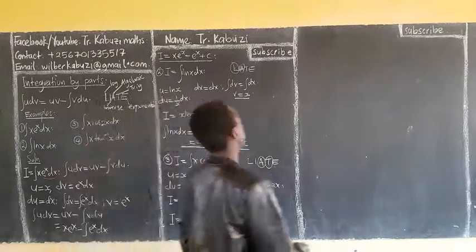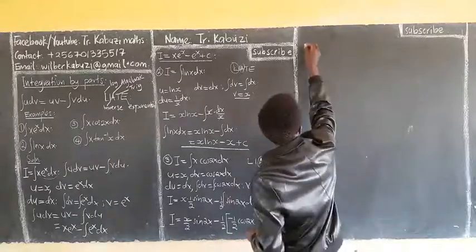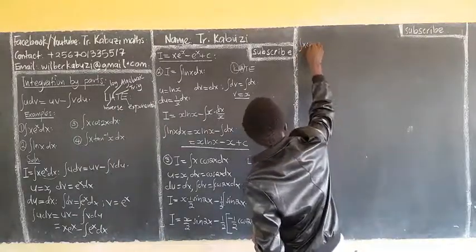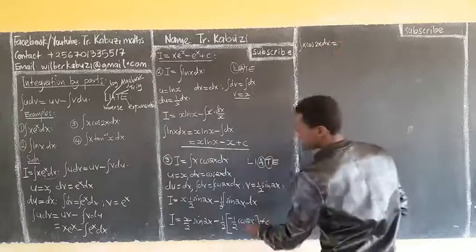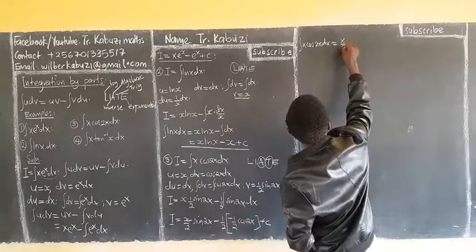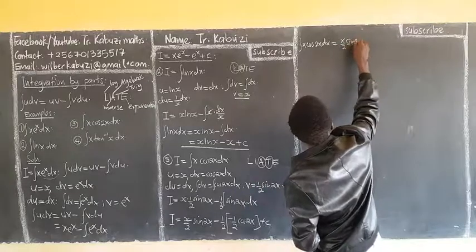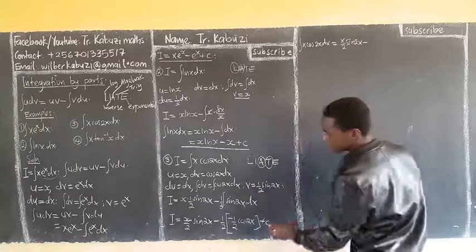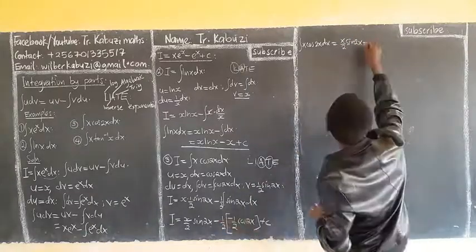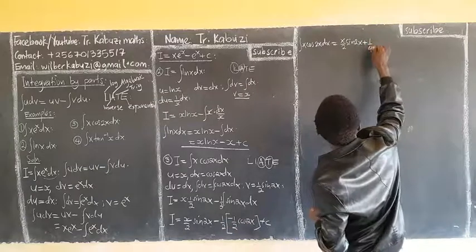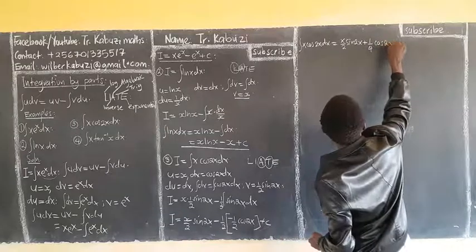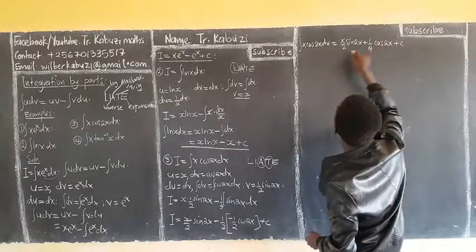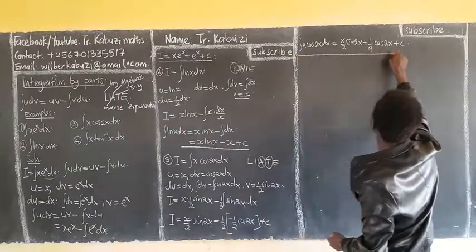So writing that out now, my integral of x cos 2x dx is going to be x over 2 sine 2x, then minus and minus is going to give us a positive quarter, then cos 2x, then plus constant of integration.